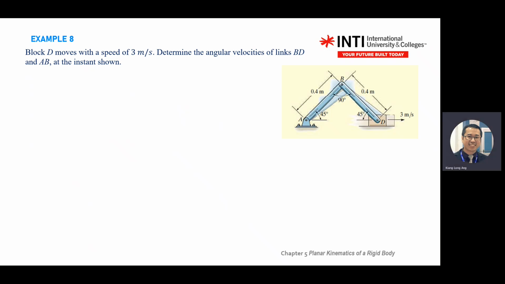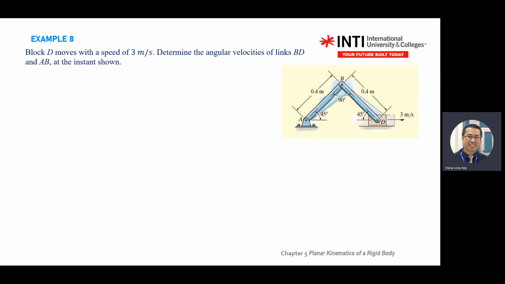You have a system like that, arm AB, arm BD, and block D. We have an angle, 90 degrees. Block D moves at a speed of 3 meters per second. Determine the angular velocity of links BD and AB at the instant shown.